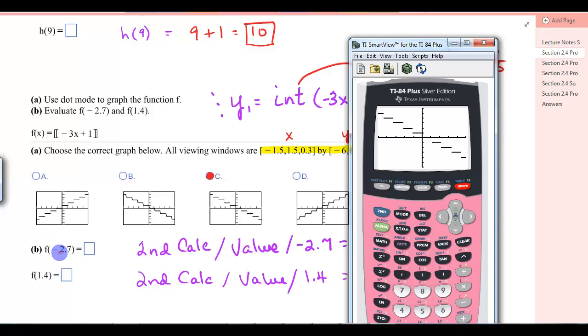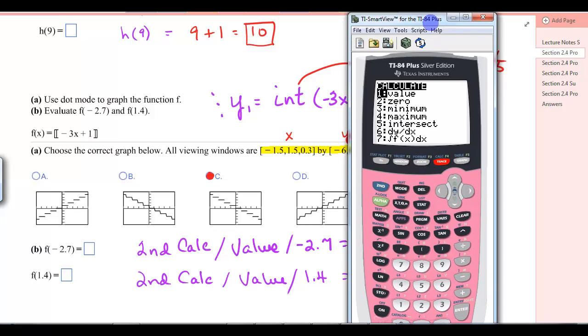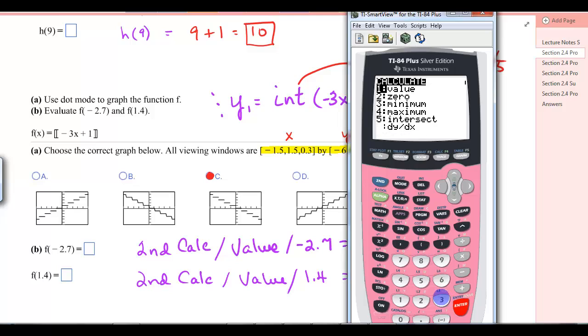Now it says, what's f of negative 2.7? We can just go second, calc, and value. We want value, so we hit enter, and we put in negative 2.7 and enter.